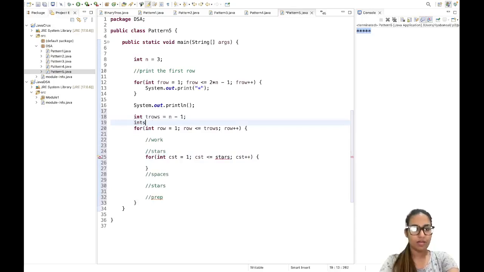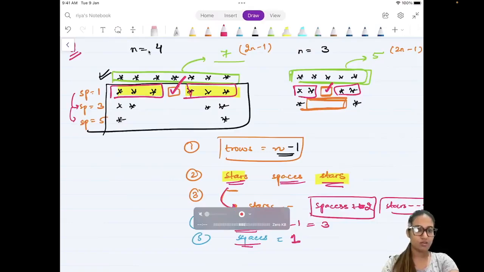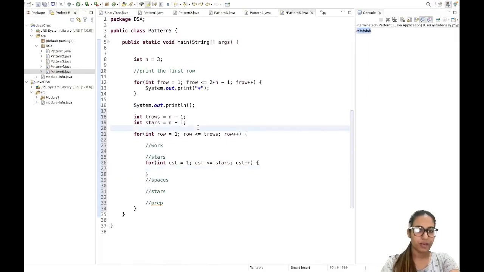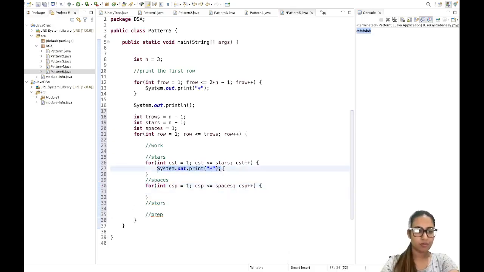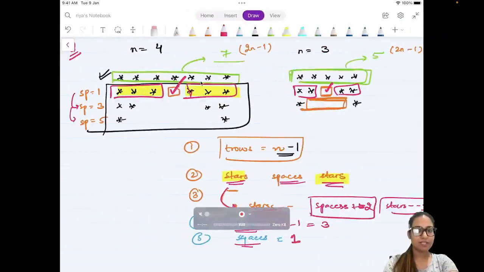And what was this value? Stars is equal to n minus 1 initially, because you can see there are 3 stars, then 2 stars, then 1 star. So for the value n is equal to 4, and the number of spaces is equal to 1. So in this case, what you do is, you print the stars and then you work for the spaces, and then you print the spaces, and the third part is again you work for the stars. Okay, and here as many stars were there, over here there are as many stars in the third part as well.